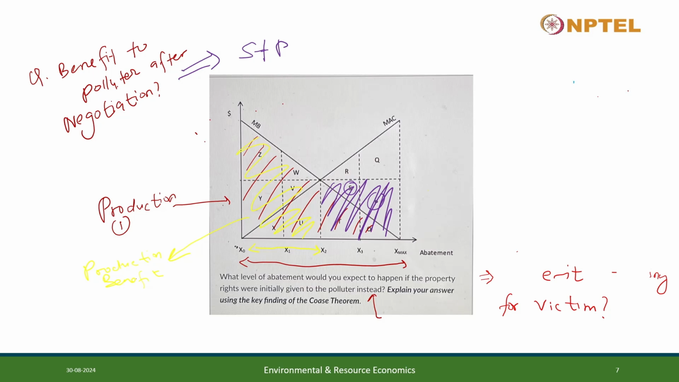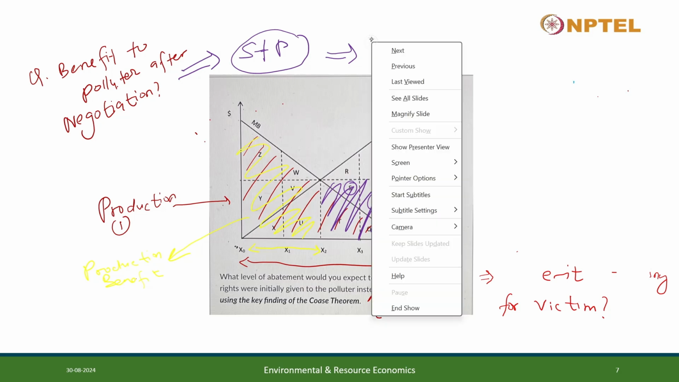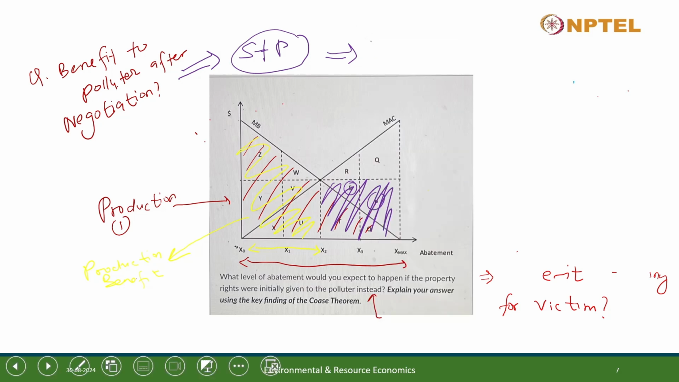Am I clear? Initially, the red area is the benefit to the polluter. However, when there is negotiation, the extra S plus P area will be there, which it gets by bribery. So the whole area X P T Q, this purple area, will be the bribery. However, since it reduced its production, this area will be the compensation for reducing production. However, S plus P area will be the extra benefit. Am I clear?